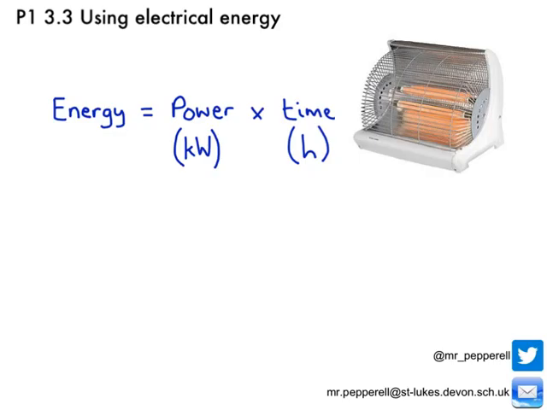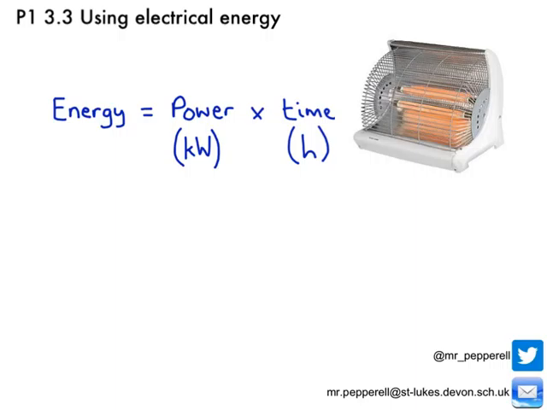So we could calculate the energy of a 1 kilowatt heater, remember 1 kilowatt is 1,000 watts, that has been used for an hour. We'd expect the answer to be an amount of energy in joules, because joules is the unit of energy. However, joules are something the general non-physicsy public doesn't know very much about, so we're going to use a different unit.